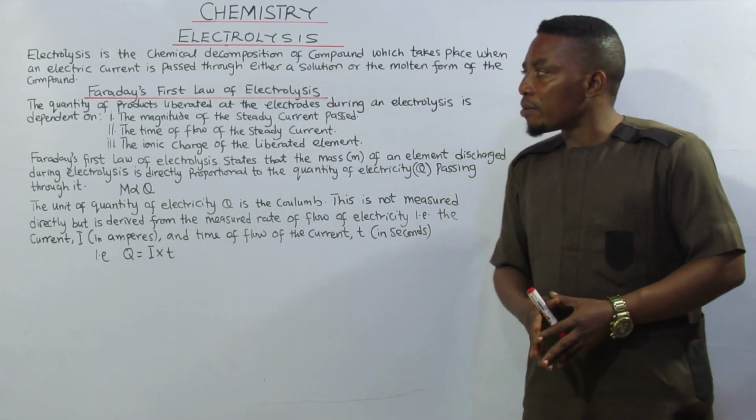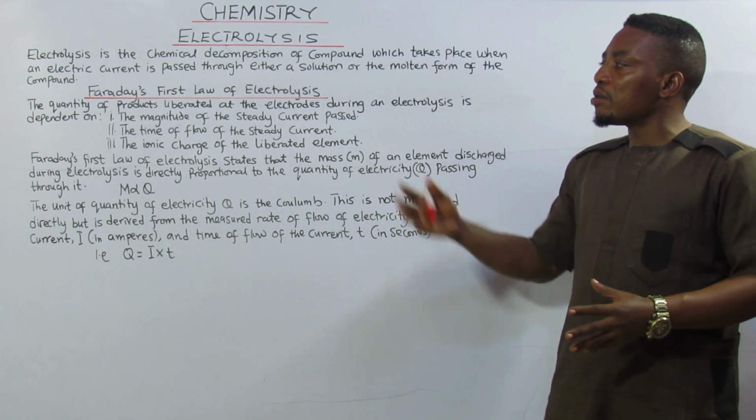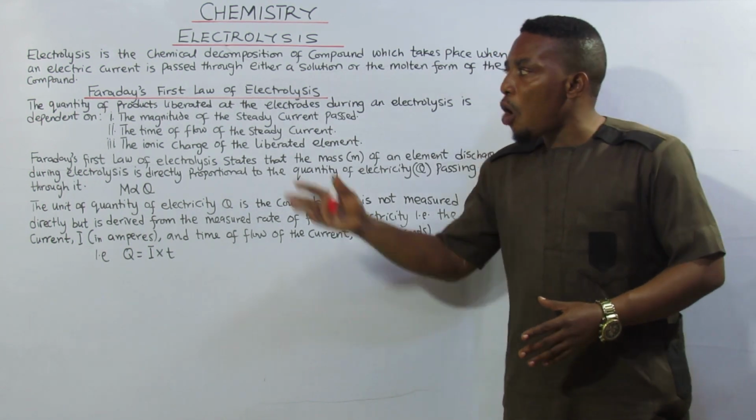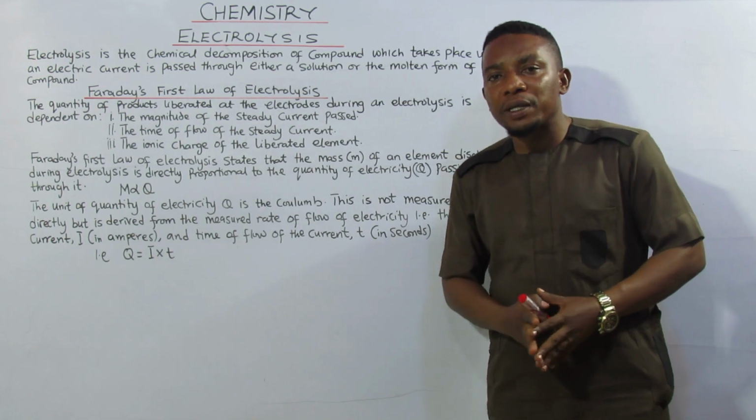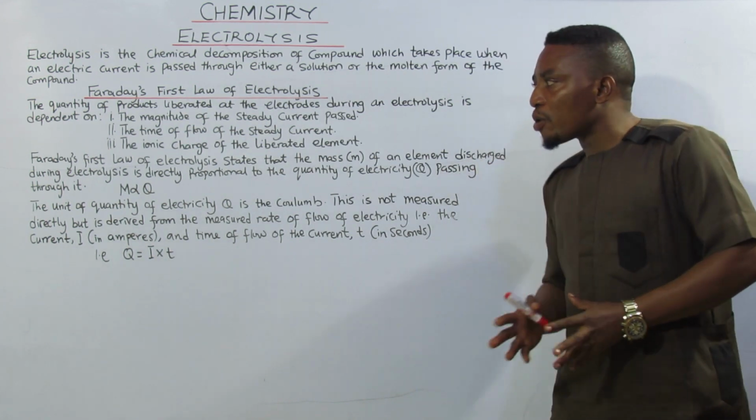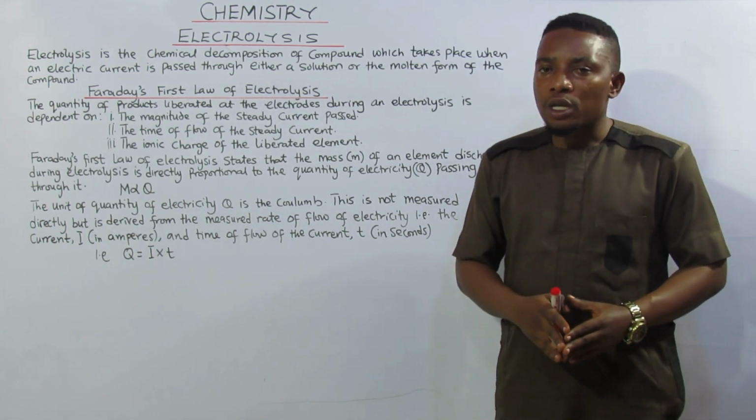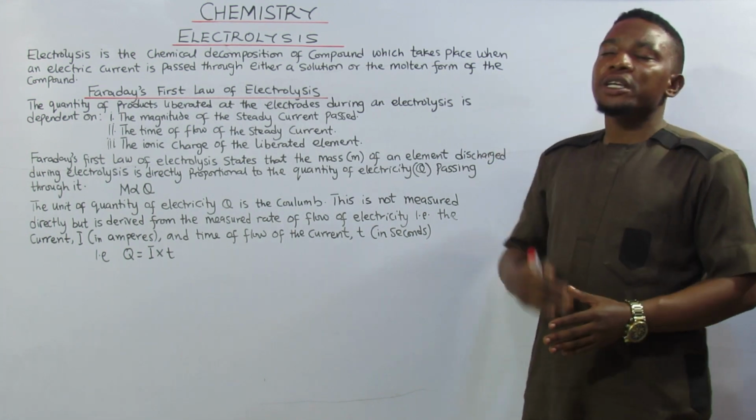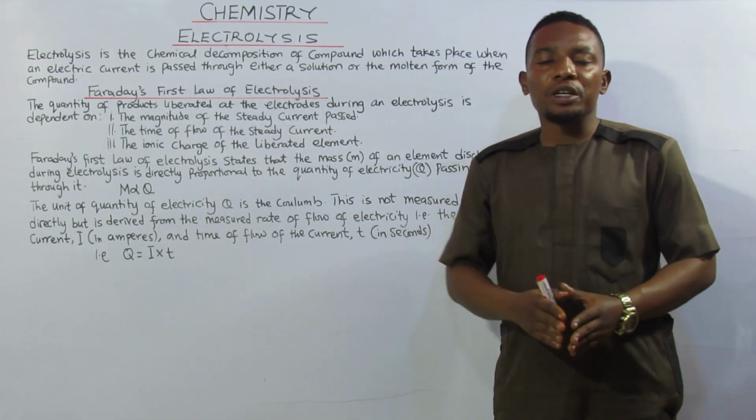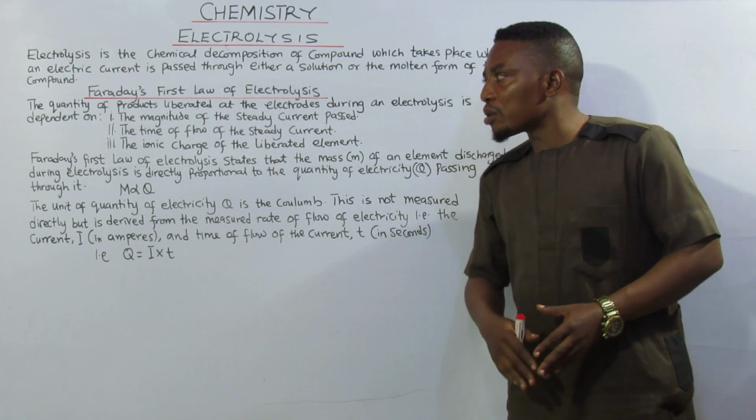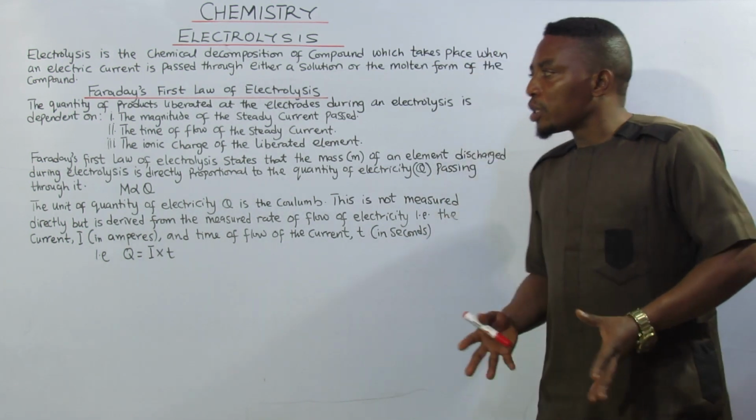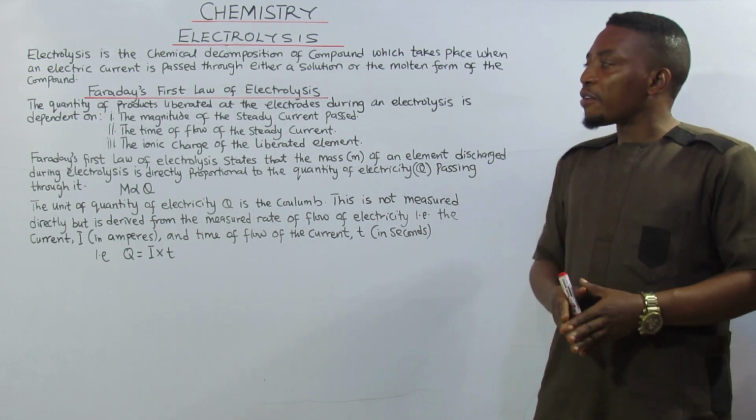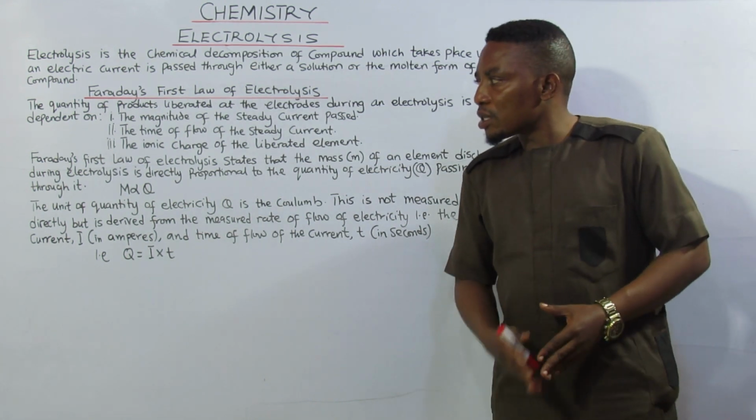Also, we have a scientist that worked on this electrolysis. His name is Michael Faraday. Michael Faraday propounded two laws. First is Faraday's first law of electrolysis, while the second one is Faraday's second law of electrolysis. But now we are looking at Faraday's first law of electrolysis.